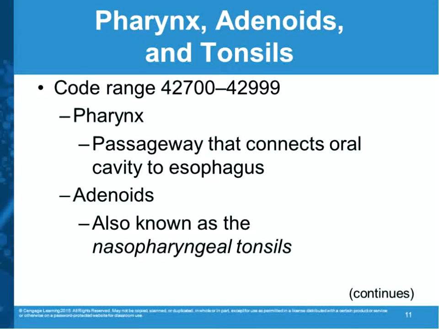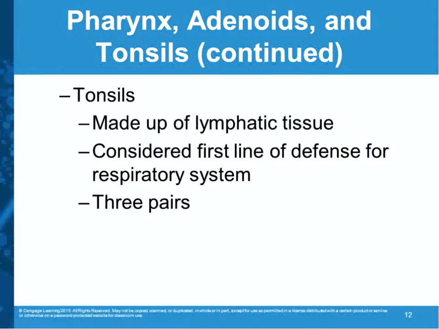All right, so from there we're going to go to your pharynx, your adenoids, and your tonsils. So what is your pharynx? A&P, throat. Pharynx is another way to say throat. And then you have, in this section, your adenoids, and then you have your tonsils. Adenoids are nothing but tonsils as well.